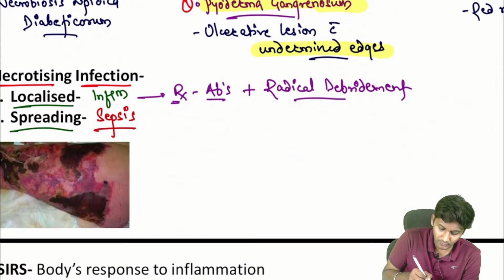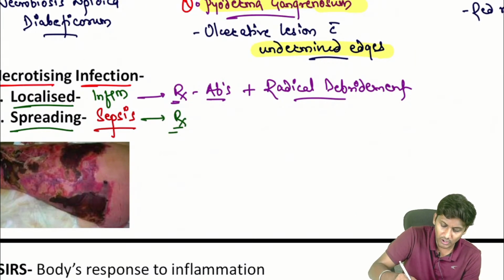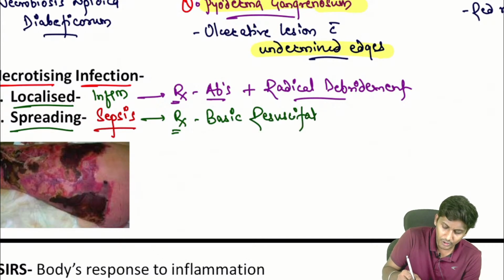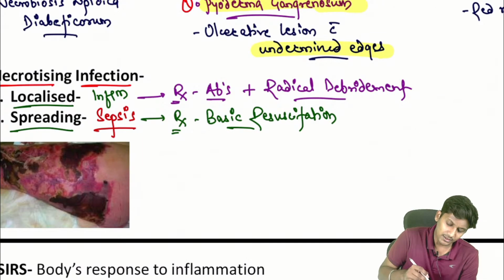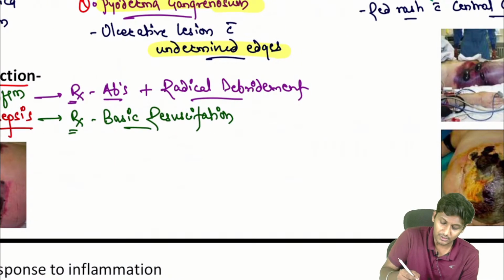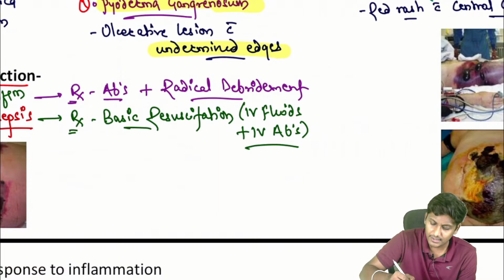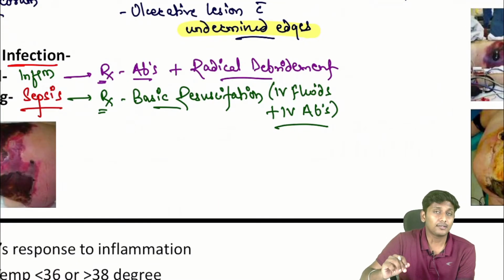So what is the treatment over here? The treatment in a patient of spreading necrotizing infection or sepsis is, first of all, always basic resuscitation. When a patient comes to the emergency, we have to go for basic resuscitation. That means we have to manage the ABC: airway, breathing, circulation. We have to start IV fluids and IV antibiotics in the patient. So basic resuscitation or stabilization of the patient should be done, definitely with IV fluids and IV antibiotics.